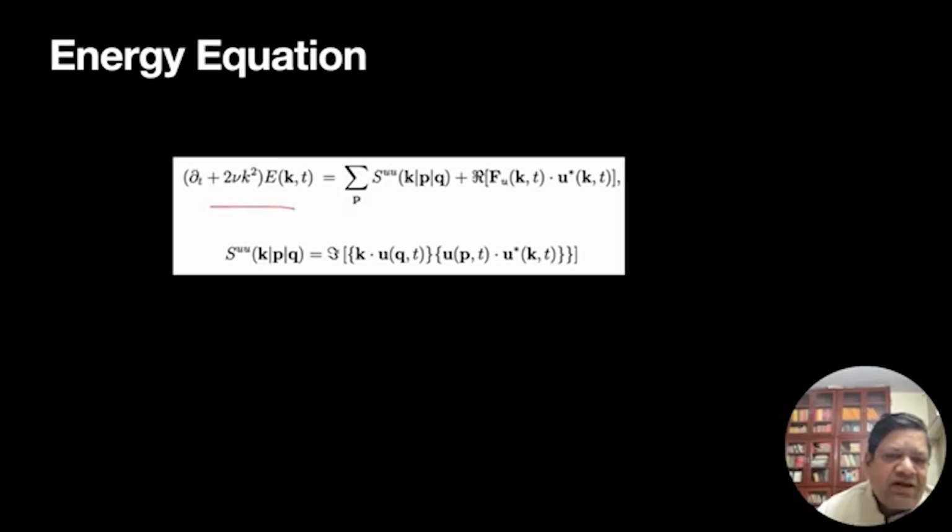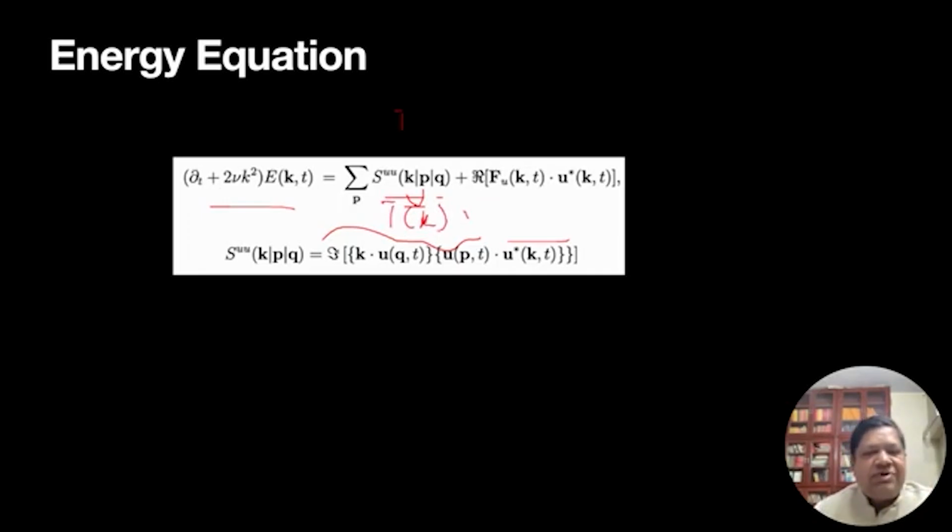The right hand side involves a convolution, and we got a pretty complex equation. U_P U_K star and K dot U_Q. It turns out this one has a nice interpretation. It is energy going from P to K with Q as a mediator. Anyway, this is the expression, and I need to sum over all P's. This object is called T of k.